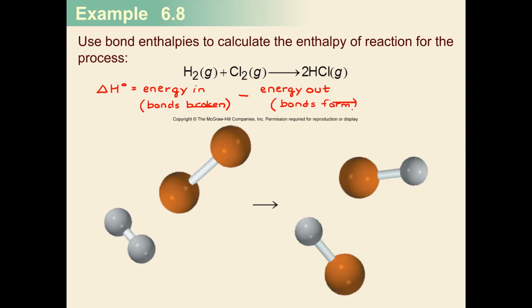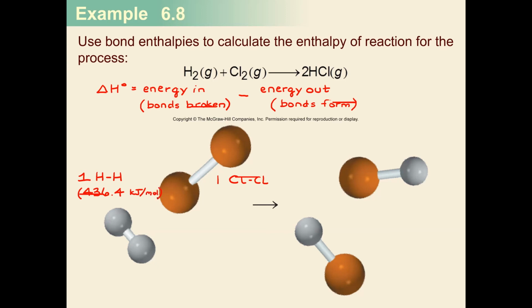So now the question needs to be, what bonds are we breaking? Well, in the case of our reactants, we are going to look and see that we have our H2. So our H2 is going to have one H bond that needs to be broken and one chlorine bond that needs to be broken. So what is our energy of our hydrogen-hydrogen bond? Well, if we go back to our table, that would be 436.4 kilojoules per mole.